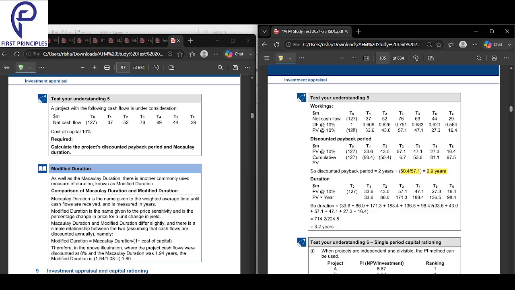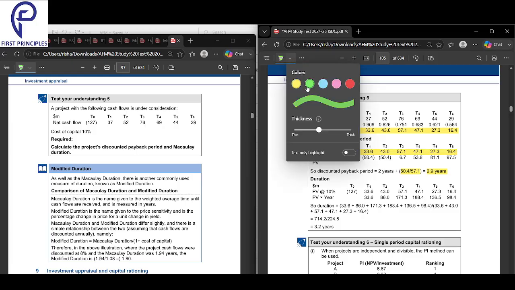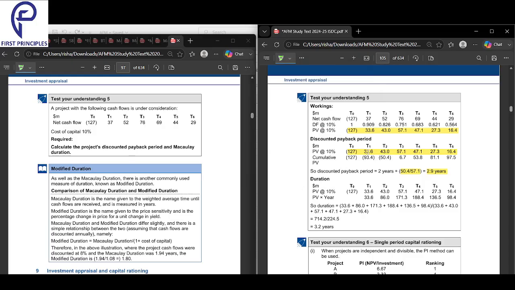So first what you did, you wrote down all the present value cash flows for all the years. Easy. Then you did the cumulative cash flows. So you see, you take 127 minus 33.6, you get 93.4.